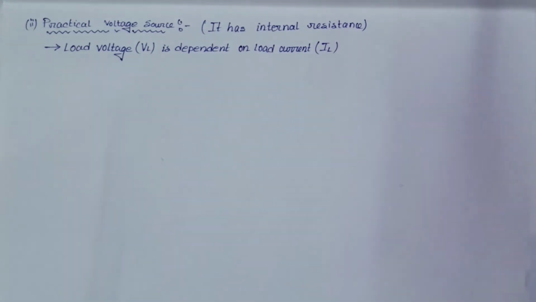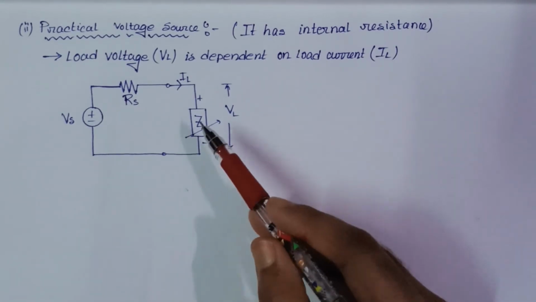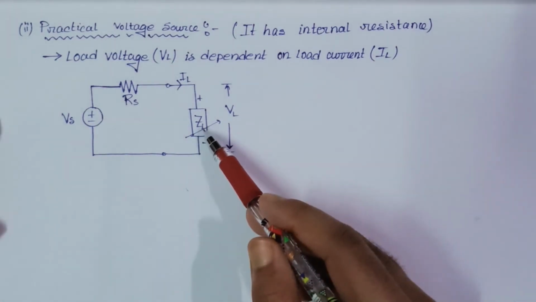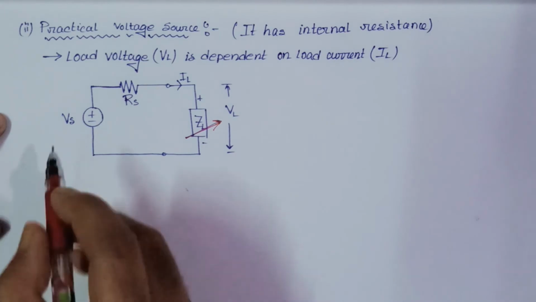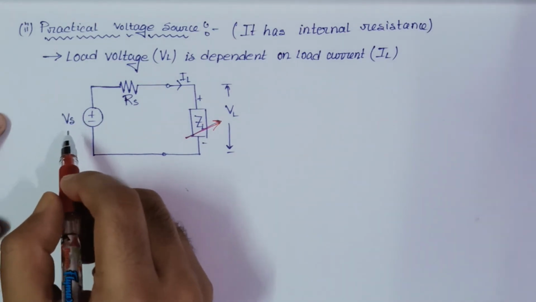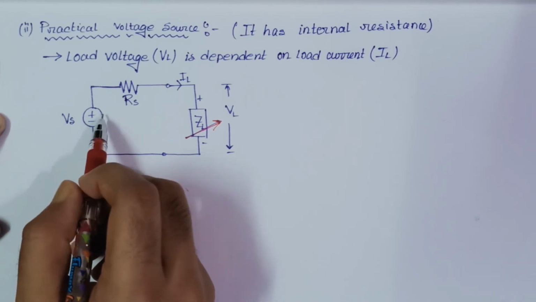And in this case, the load voltage is dependent on load current. So let me draw a circuit for you. In this circuit, there is a load impedance ZL, okay? Again, it is variable. And this is a source voltage Vs.